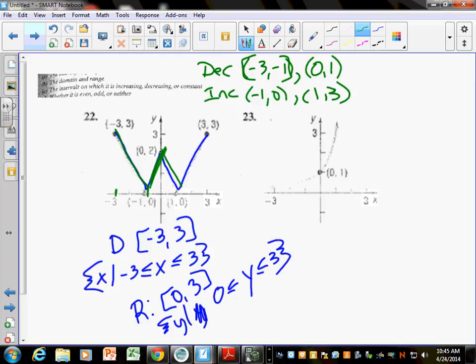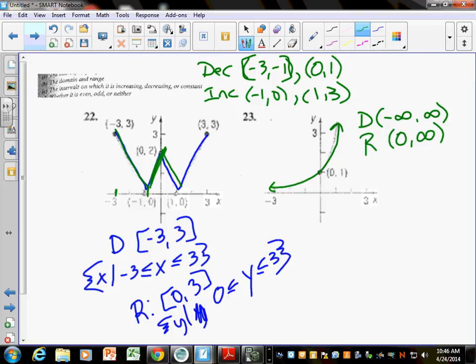Number 23 is very hard to see on here, but it looks like this. What's the domain of that function? All real numbers. It goes on forever. The domain, we could say, is negative infinity to infinity. What about the range? Is it all real numbers? No. This is definitely going down to a horizontal axis for 0. I would say this is 0 to infinity, 0 not included.